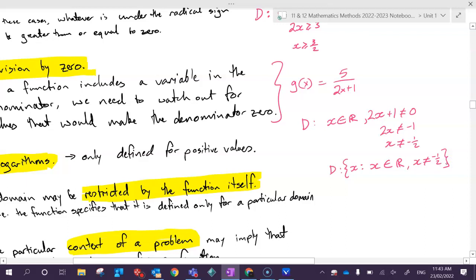There are different ways of writing the same thing. For me that makes the most sense because it's really obvious what I'm doing there. Why can't it equal -1/2? Because then I divide by 0.